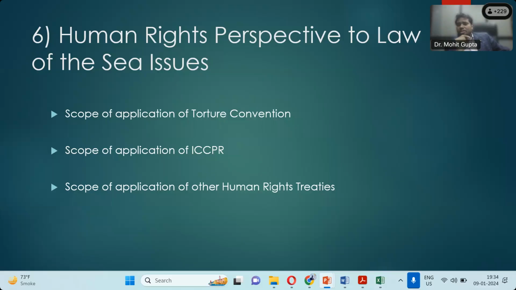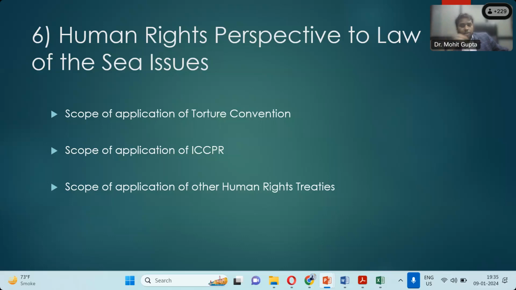For instance, law of the sea issues can be looked at from a human rights perspective as well. For example, when we talk about human rights treaties, when we talk about the torture convention, it will be relevant and important for a seafarer who is tortured on a ship.